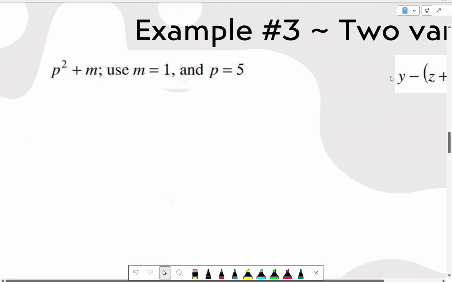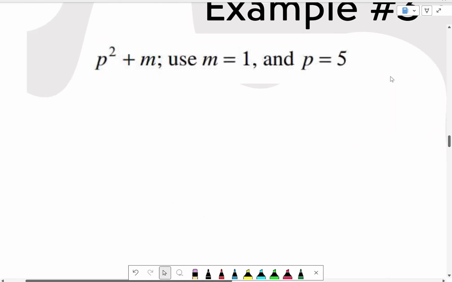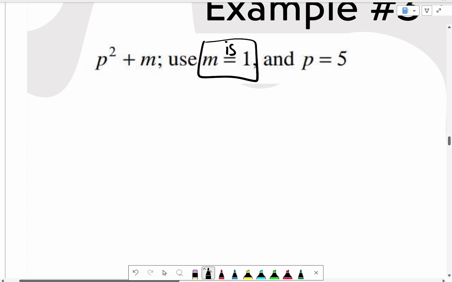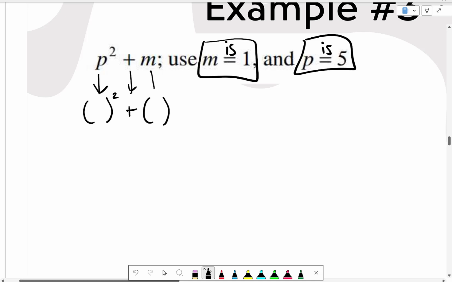Example 3 is when you have 2 variables. So now we have more than one piece of information. We have 2. So here it says that m is 1. Okay, we have to use that. And then p is 5. So again, here you're just going to change the variable to parentheses, but we're going to copy everything else down. So be careful where you're putting each value.